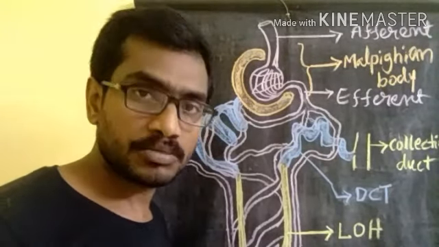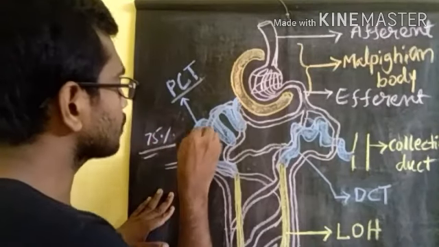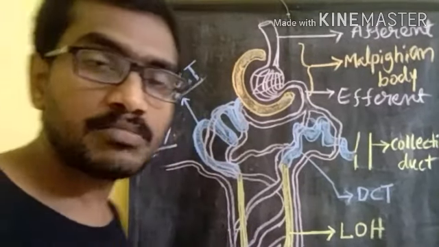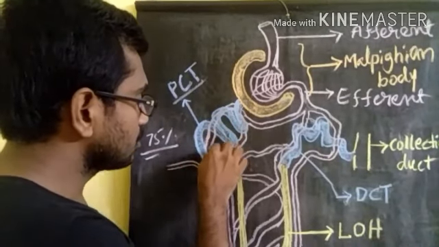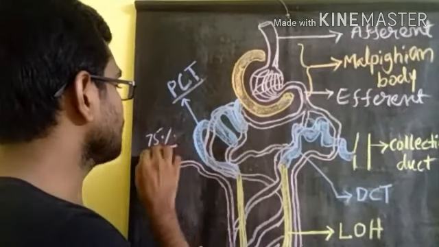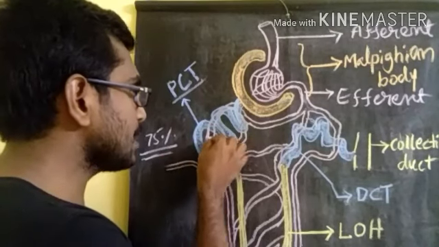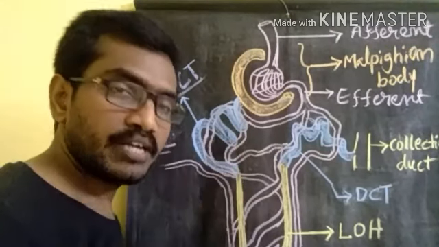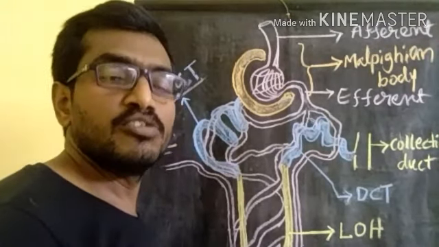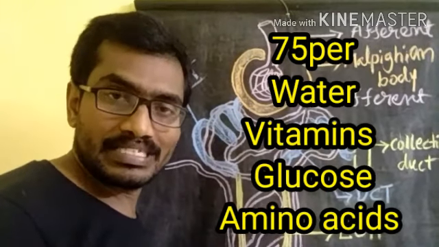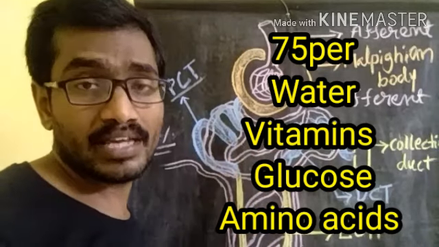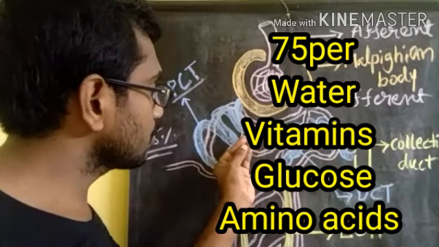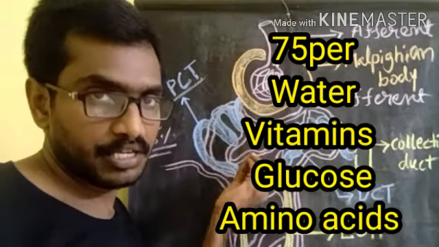That is the second step. About 75% of water reabsorption takes place in the proximal convoluted tubule and enters the peritubular network, along with some useful products like vitamin C and glucose as well as amino acids. All these are reabsorbed into the peritubular network here.